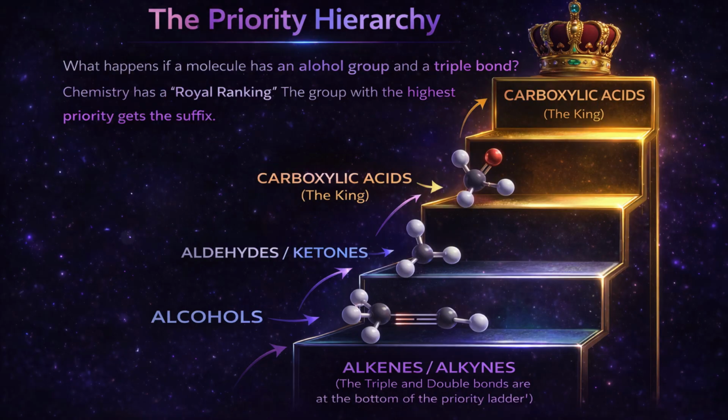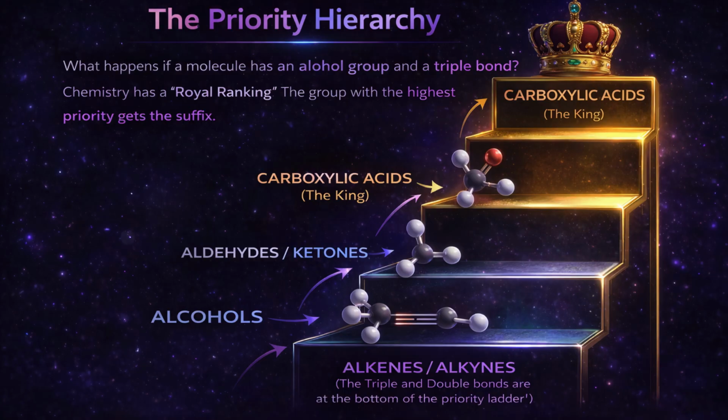So, let's learn the priority hierarchy to decide which group gets the honor of naming the molecule. The concept of the suffix: the rule is simple, the group with the highest priority wins the suffix, the last name of the molecule. All other groups are relegated to being substituents or prefixes. Looking at our hierarchy ladder, let's see who sits where.